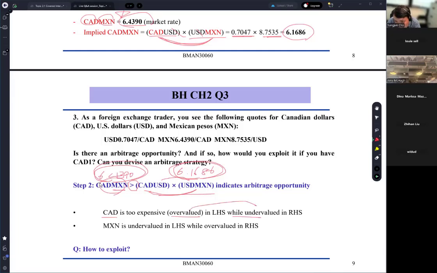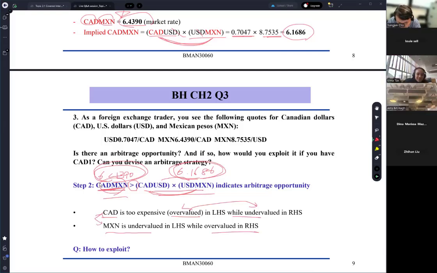So everything here is in a relative sense. CAD is overvalued here. You have to pay more Mexican peso. CAD is undervalued here because you have to pay less Mexican peso. I'm just repeating this one. So Mexican peso is undervalued on the left-hand side, while overvalued on the right-hand side. This one implies this one naturally.